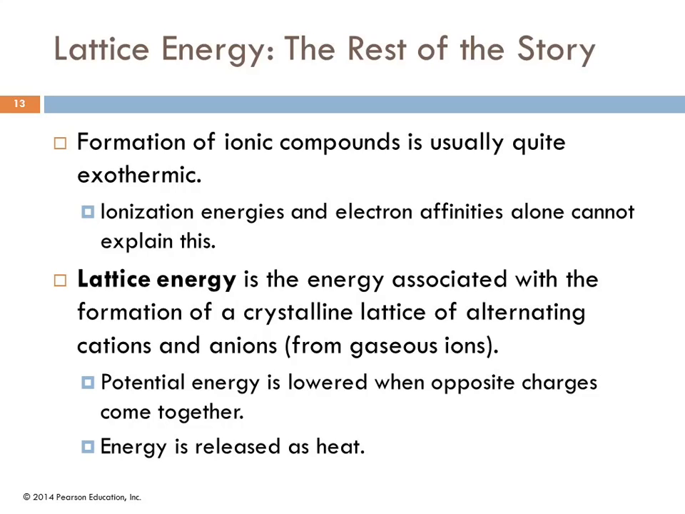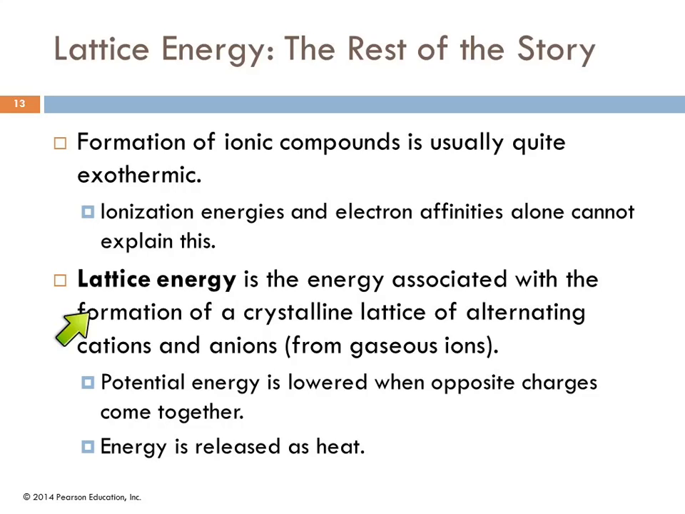So when ionic compounds are formed, the formation of them is usually quite exothermic, meaning a lot of energy is given off. And if we just look at the ionization energies and the electron affinities of the metals and nonmetals involved, it doesn't add up. It just doesn't add up.